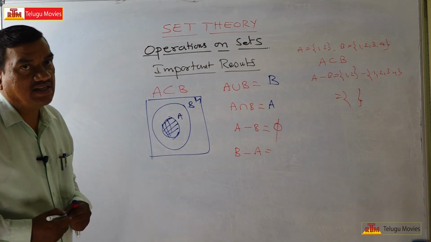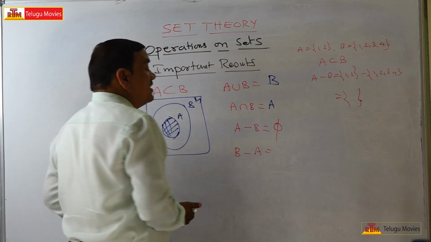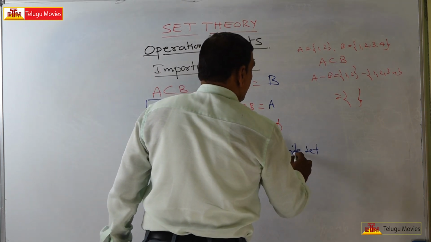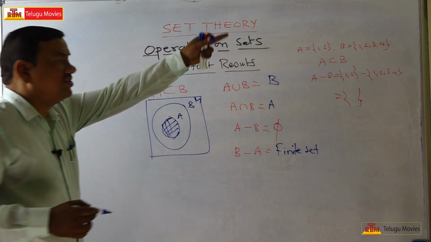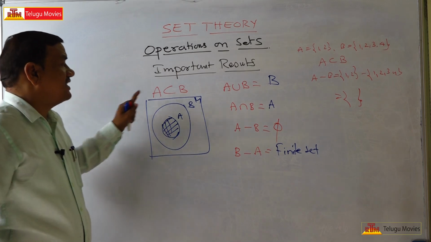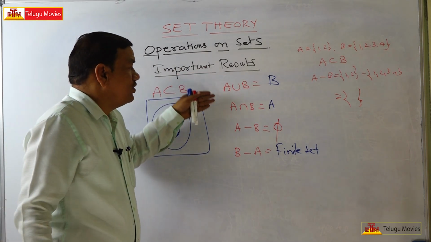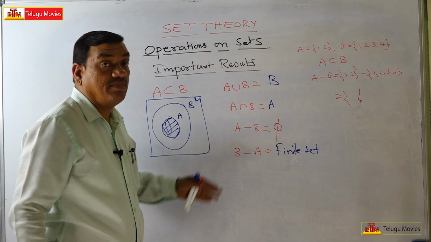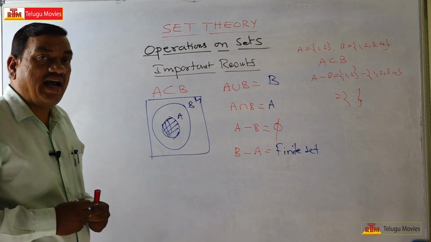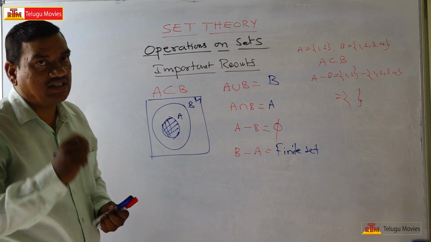What about B minus A? B minus A you won't get the null set, but you will get a finite set. You will get some elements there, {3, 4} is your B minus A, some finite set. So, when A is a subset of B, what about A union B, A intersection B, A minus B, B minus A, that also you should know. So, using Venn diagrams, we have some more results. Let us see those results.